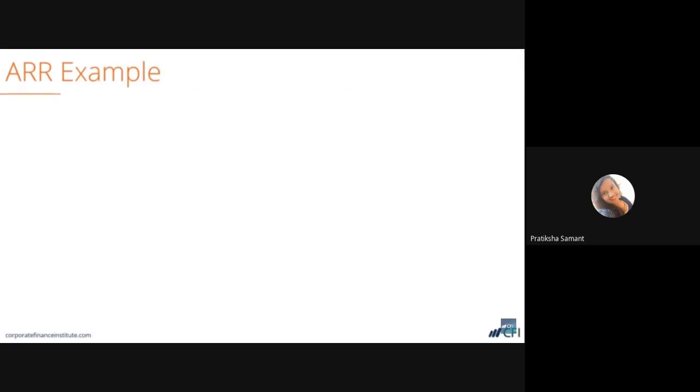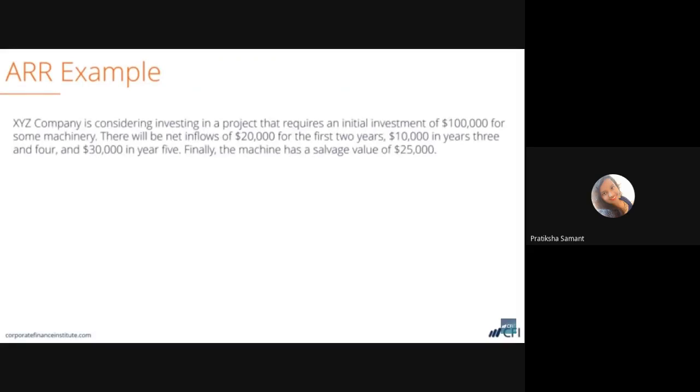Let's look at an example now. Imagine a company that was considering making an investment of $100,000 to buy some machinery. The inflow from the machinery would be $20,000 in the first 2 years, $10,000 in years 3 and 4, and $30,000 in year 5. The machinery could be sold at the end for a salvage value of $25,000. Let's calculate the accounting rate of return.